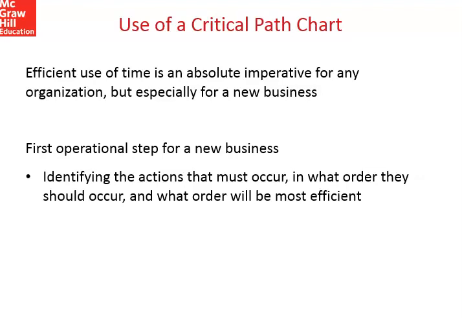A critical path chart demonstrates how the activities necessary to start the firm fit together and build on each other. The chart allows you to understand which activities can occur concurrently and which must be already in place before the next activity can occur. The purpose of a critical path chart is to focus the owner's efforts so there are no slowdowns.